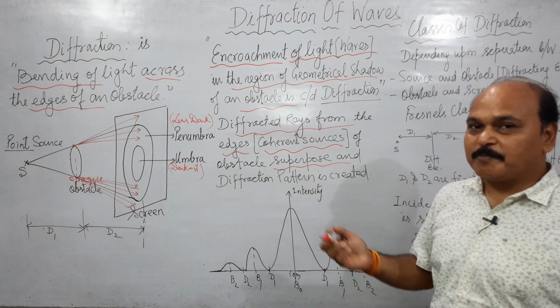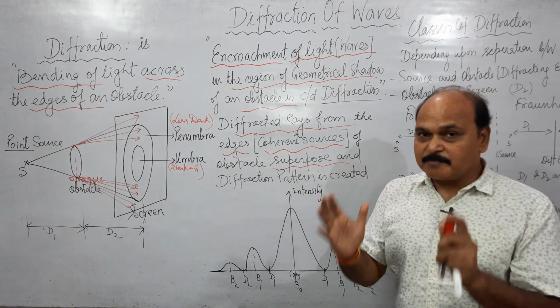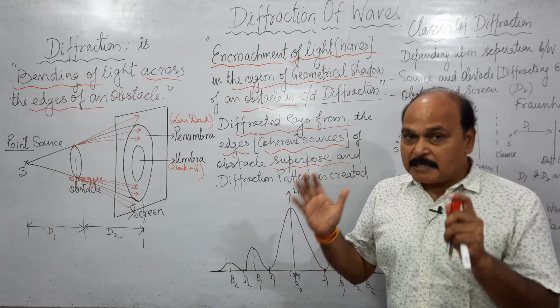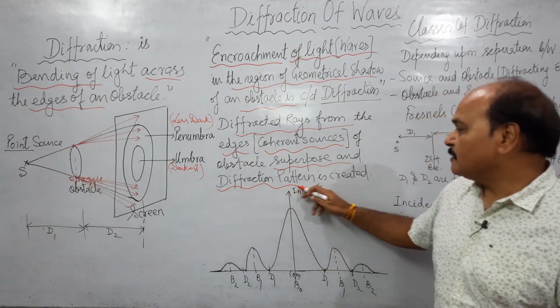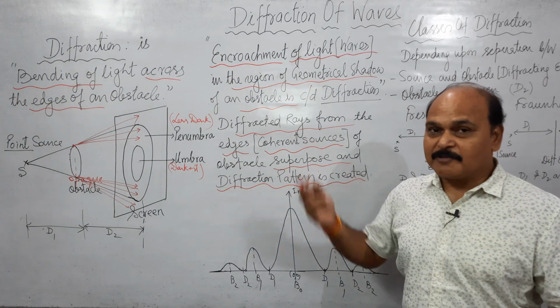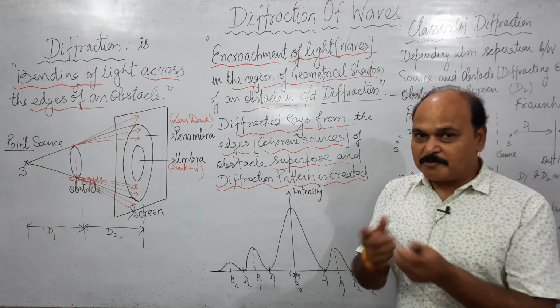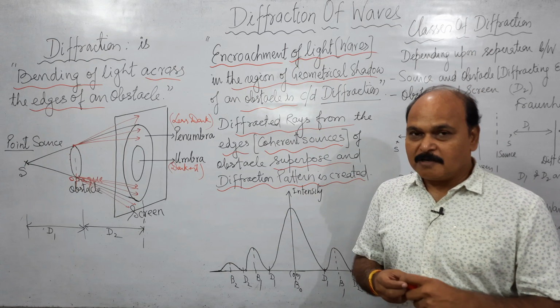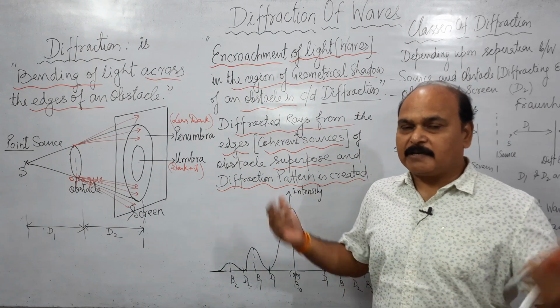So the light which diffracts from the edges of an obstacle superposes over each other, and because of superposition, an alternate arrangement of maximas and minimas is created, and this alternate arrangement of maxima and minima is called diffraction pattern. Like an interference pattern, there are 2 coherent sources, and because of the superposition of waves from the 2 coherent sources, an alternate arrangement of maximas and minimas is created. That is called interference pattern.